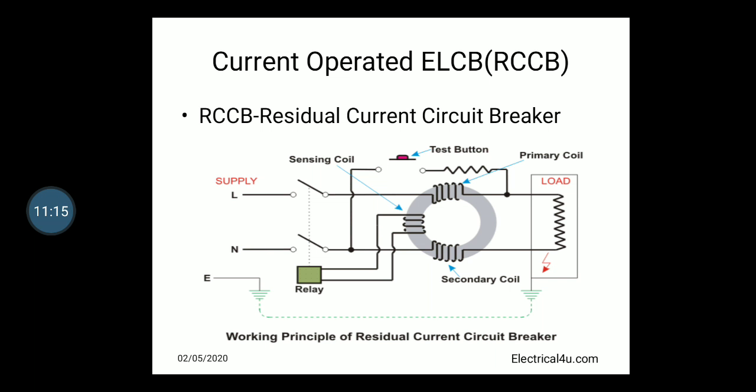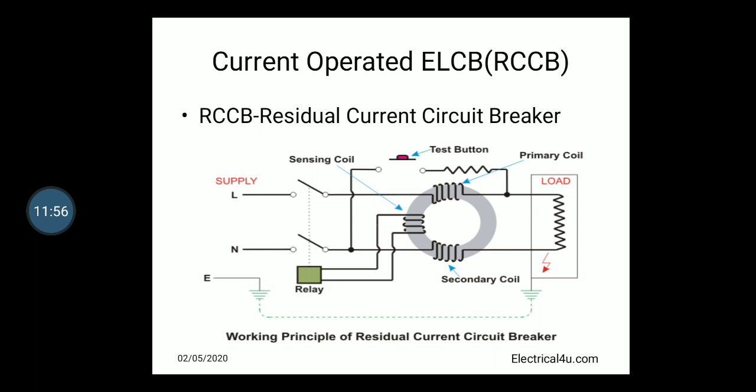So what happens if IL and IN are equal? As I told you, whenever current goes through the primary coil, it creates MMF, and whenever an equal amount of current goes through the secondary coil, it also creates MMF. Both are equal and opposite in direction, so they cancel each other. There is zero MMF remaining in the circuit, and that's why there is no current flowing through the sensing coil or the relay coil. So the relay will not operate under normal operating condition.